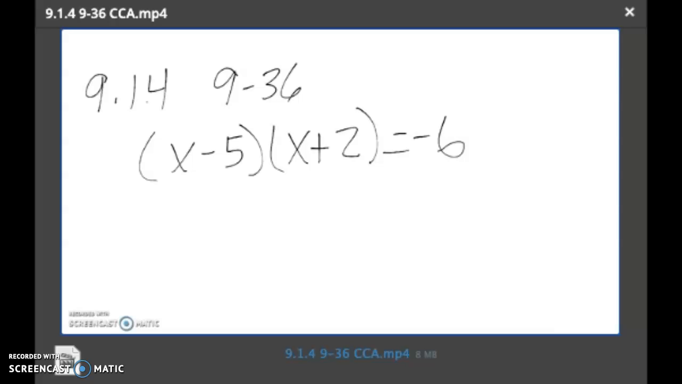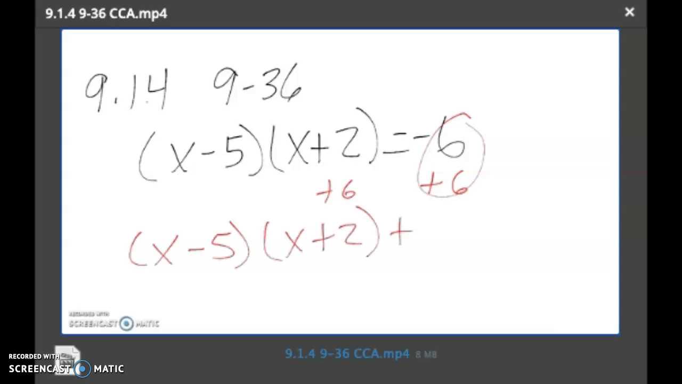And when I look at this problem, my first thought is I want to use the zero product property because I see factors already. The only problem is that this equation isn't equal to 0. And in order to use the zero product property, we need to have the equation equal to 0. So the first thing I'm going to need to do is add 6 to both sides. So that gives me x minus 5 times x plus 2, and then we have plus 6 equal to 0.